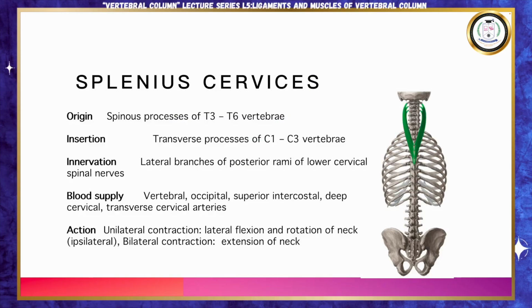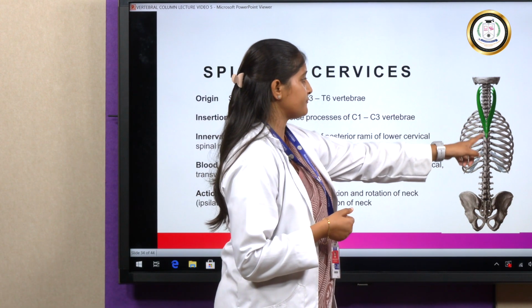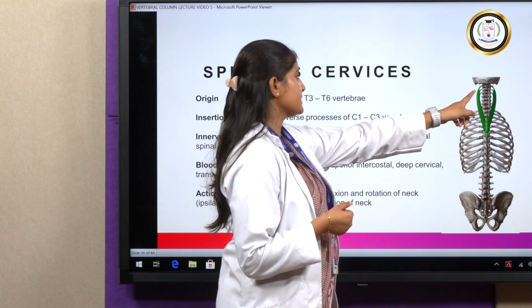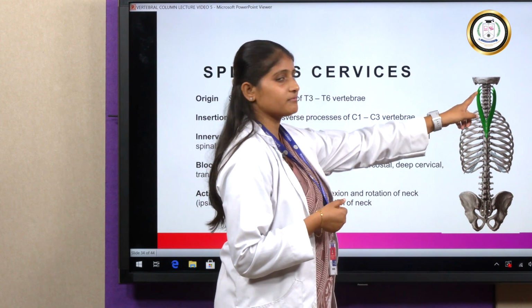The next muscle is the splenius cervicis. It originates from the spinous process of T3 to T6 vertebra and inserts into the C1 to C3 transverse process. So this muscle originates from the T3 to T6 vertebra and gets inserted to the C1 to C3 vertebra.